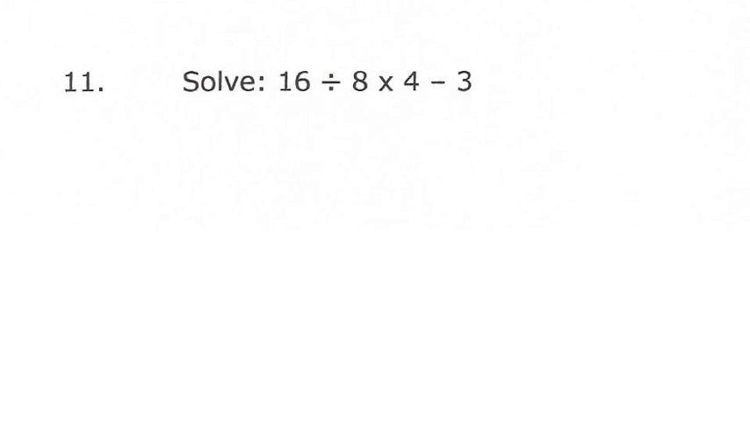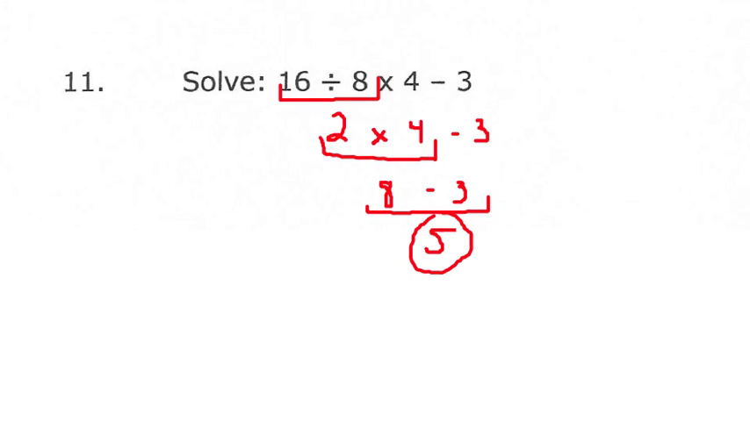Question number 11. Solve 16 divided by 8 times 4 minus 3. Use the order of operations to solve this problem. And so the first step is to divide. 16 divided by 8 is 2. Then you multiply. 2 times 4 is 8. And then you subtract, 8 minus 3 is 5. And so your answer is 5.